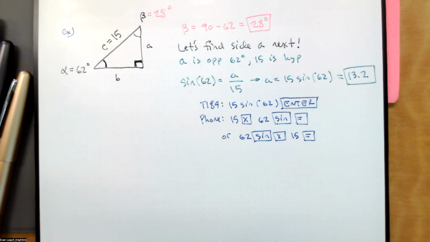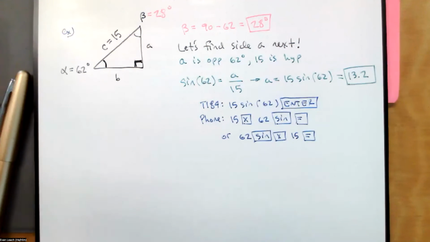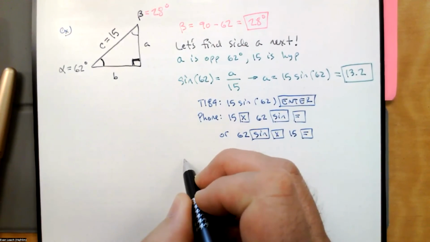The best one to do is whatever occurs to you to do first, the one that occurs to you in the moment. I try to use as much of the given information as possible. So instead of using the 13.2 in the Pythagorean theorem, I'd want to use the 15 and the 62 and the 28 if I can, because none of that's been rounded off. That 13.2 is a little suspect because it's been rounded off. But we have many options for finding side B.